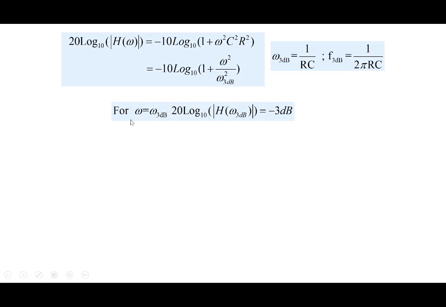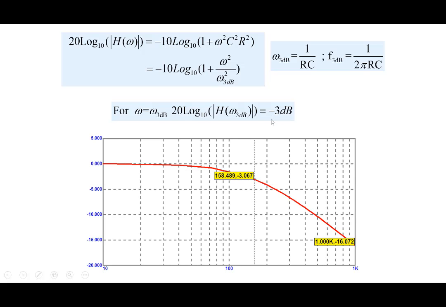And note, why are we calling it 3 dB? Well, if I put omega equal to omega 3 dB here, it becomes log of 2, and log of 2 is 0.3, so it becomes minus 3 dB. It becomes minus 3 dB. All right, so that's where the name 3 dB comes from. So what is the significance? We said the signals of lower frequency are at 0 dB. 0 dB means the system is like transparent. The signal just goes through.